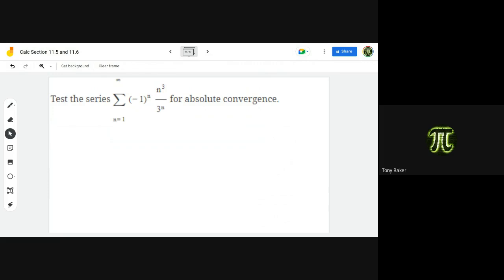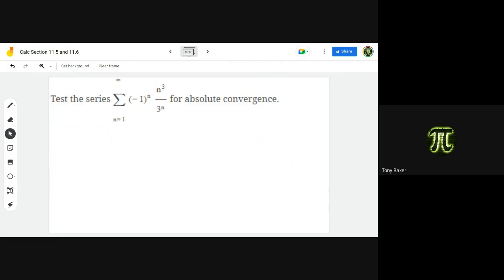So the ratio test works on these types of problems where it's kind of ambiguous and they're not easy to throw into a specific category. And trying to do the derivative of this, or I mean the integral of this, would also be kind of difficult. So let's look at the ratio test.